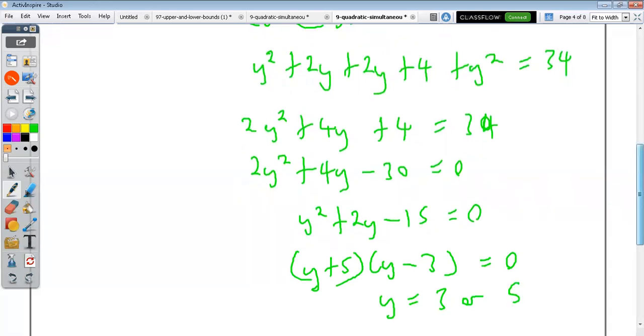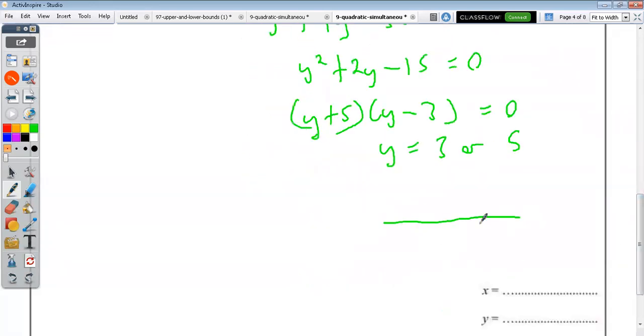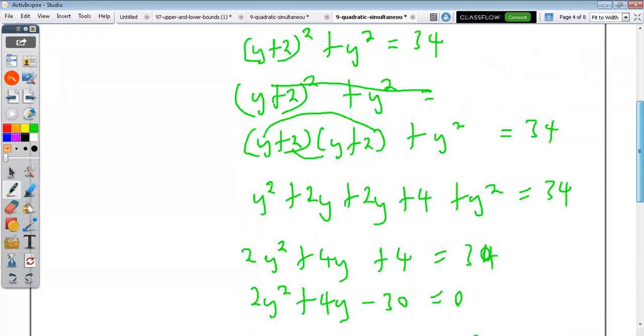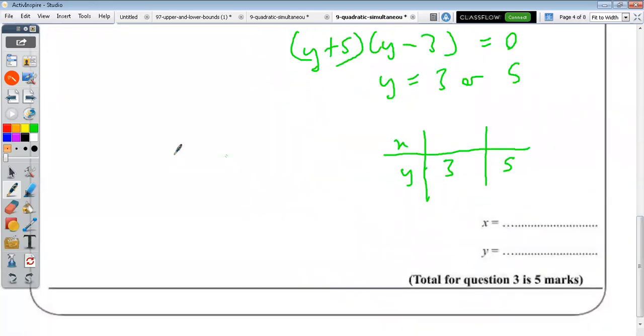Do our nice table, x, y. So we now know that y is 3 or 5. Then we use that x is equal to y plus 2. Easier. So if I say 3 plus 2, what is it? 5. If I say 5 plus 2, 7. Can you see that?